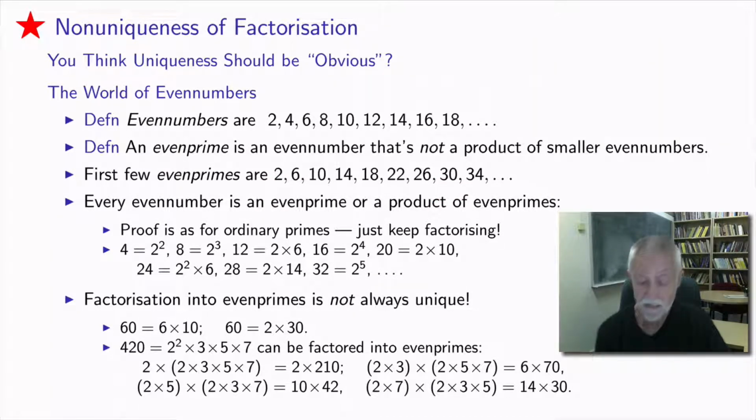And here's another example. If you take 420, this is not, of course, a factorisation into even primes. This is just the standard prime factorisation. But that gives us a hint how we might proceed. We can write 420 as 2 times 210, and you can check that 210 is an even prime. 6 times 70, 10 times 42, and 14 times 30, all of which are even primes. So factorisation is certainly not unique in this similar situation.